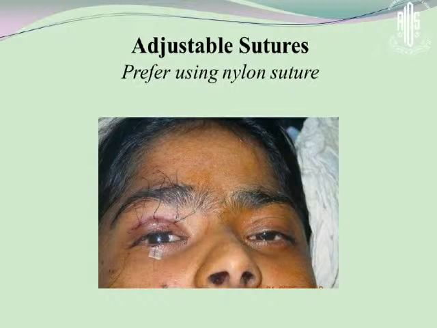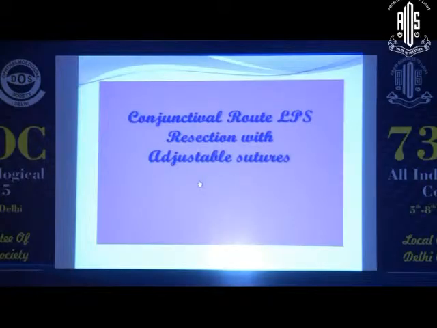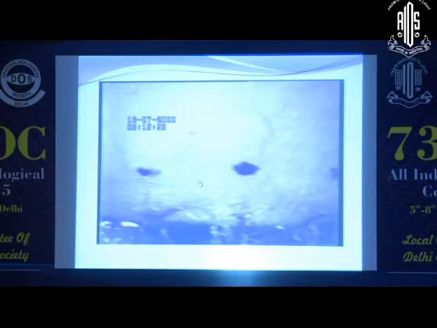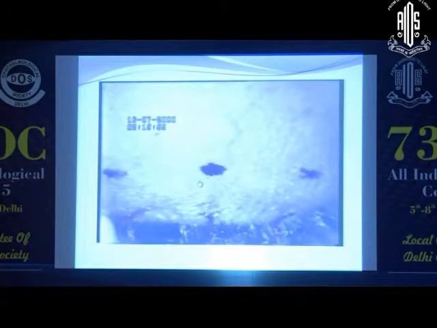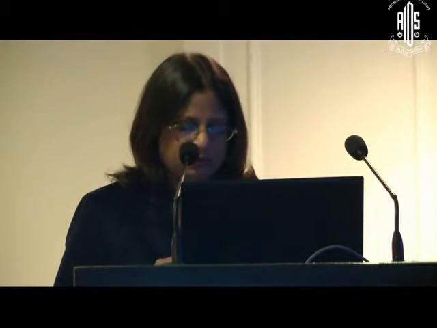surface. I use adjustable suture, so it's better to keep one end longer than the other, and I'll be showing this in the video. This is conjunctival root with adjustable suture I'm doing here. You can see the three marks, genital, and with moderate ptosis.